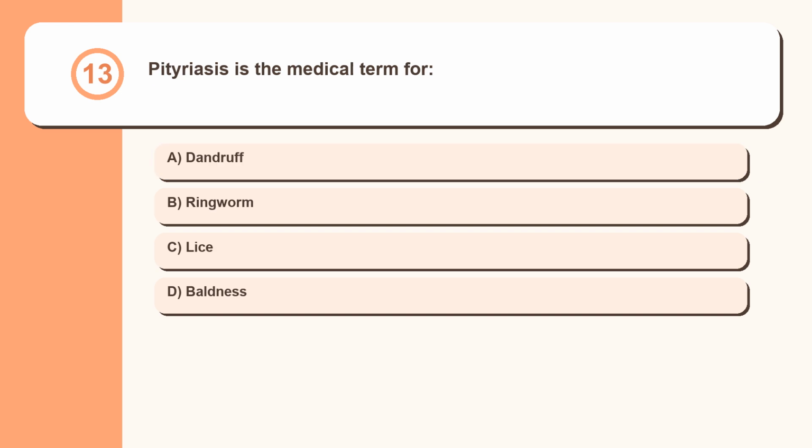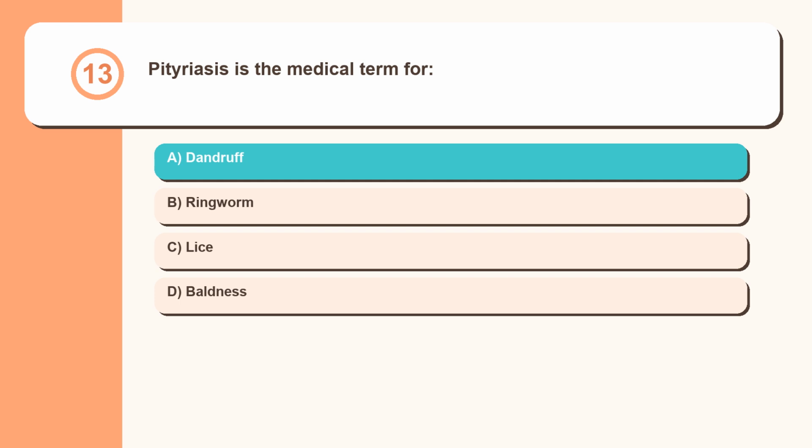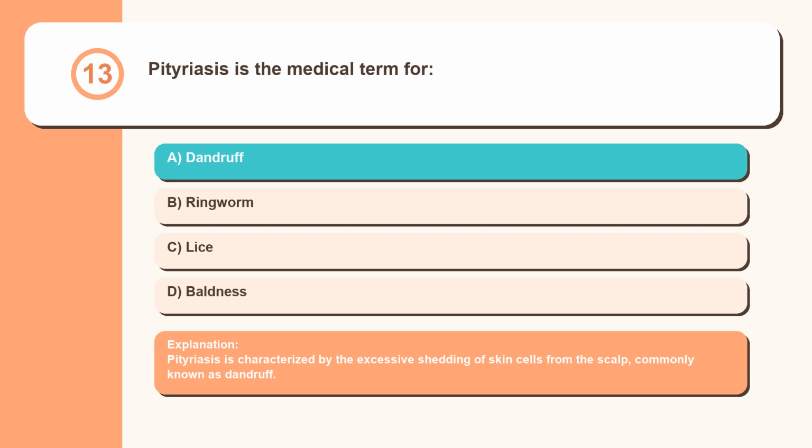Question 13. Pityriasis is the medical term for dandruff, ringworm, lice, baldness. Pityriasis is characterized by the excessive shedding of skin cells from the scalp, commonly known as dandruff.